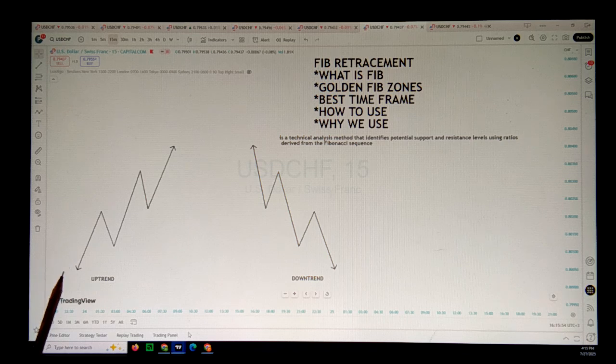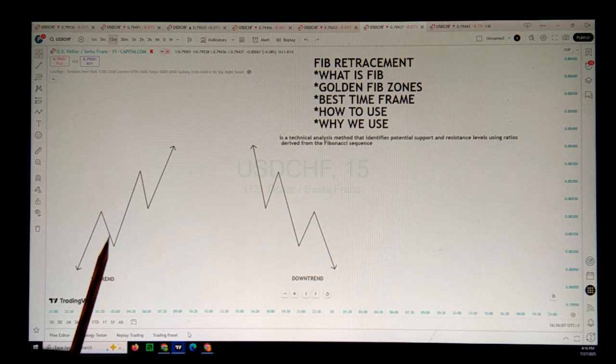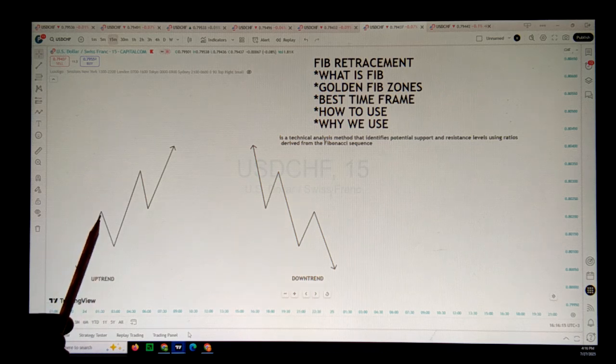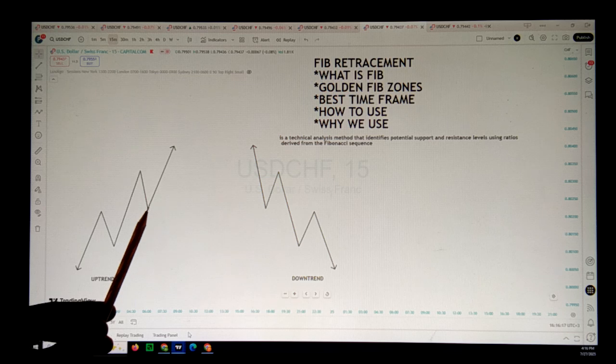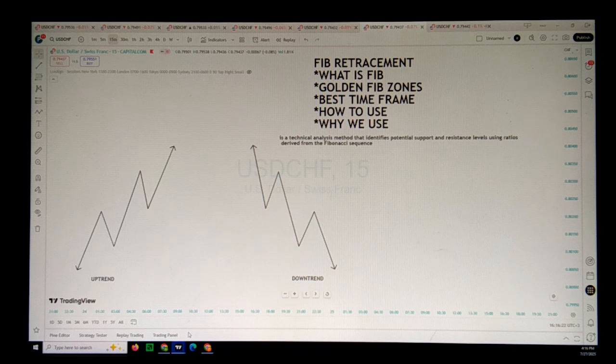Like you see, this is an uptrend. So the market is making higher lows and higher highs. So this zone is our support. You understand? This zone is our resistance. You understand, guys? This zone is our support. This zone is our resistance. So Fibonacci retracement helps us to understand and to know which zones are best in support and resistance.